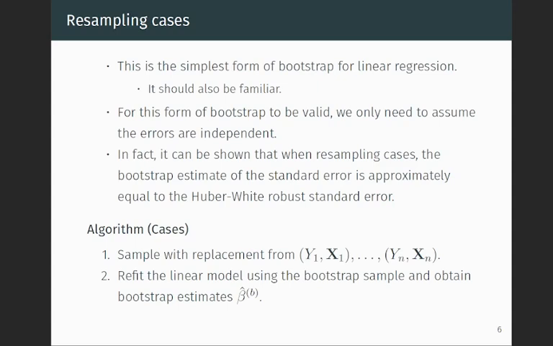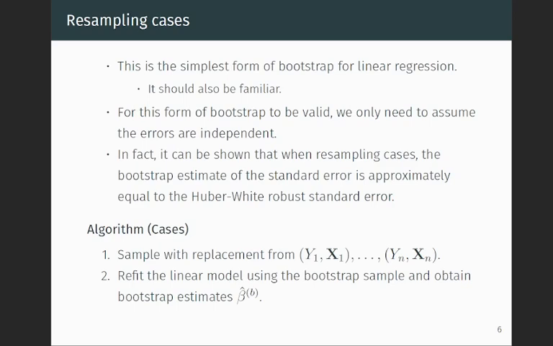So here's the algorithm. We're going to sample with replacement from the set of vectors (y_i, x_i), so we're resampling the rows of our data set, essentially. Then for each resample, we refit the linear model using the Bootstrap sample and get new Bootstrap estimates beta hat b. We repeat this 500, 5,000 times, however many Bootstrap samples you want to use.